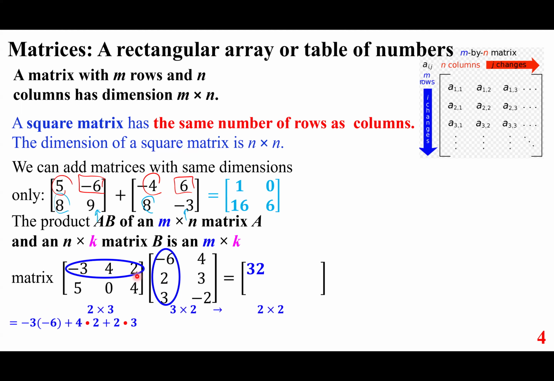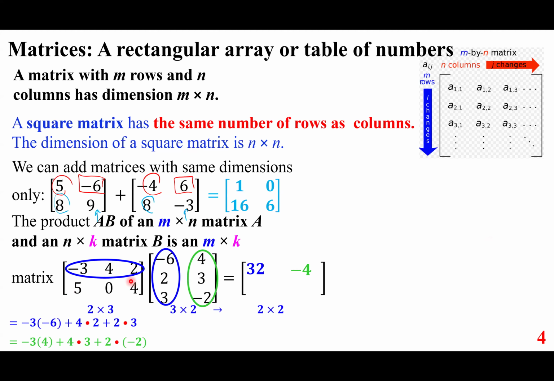So the first row by the first column gives you the first entry, A11. Now we multiply it by the second column, it gives us this entry. Negative 3 times 4, 4 times 3, 2 times negative 2. Obviously, these two cancel each other, we get negative 4. So the first row by all the columns gives us the first row of the resulting matrix.